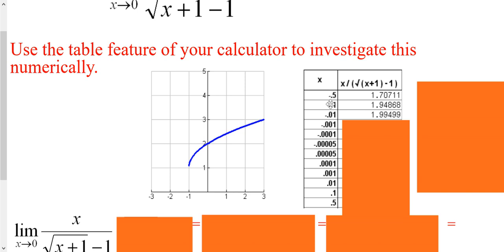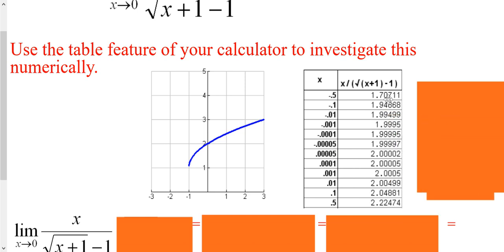Notice we're getting closer and closer to 0 from the left-hand side here, from the negative side. And then on this side here, we're getting closer and closer to 0 from the right-hand side, or the positive side. And you can see as you look at your outputs, you're getting closer and closer to 2 from each side. So that's looking at it numerically.